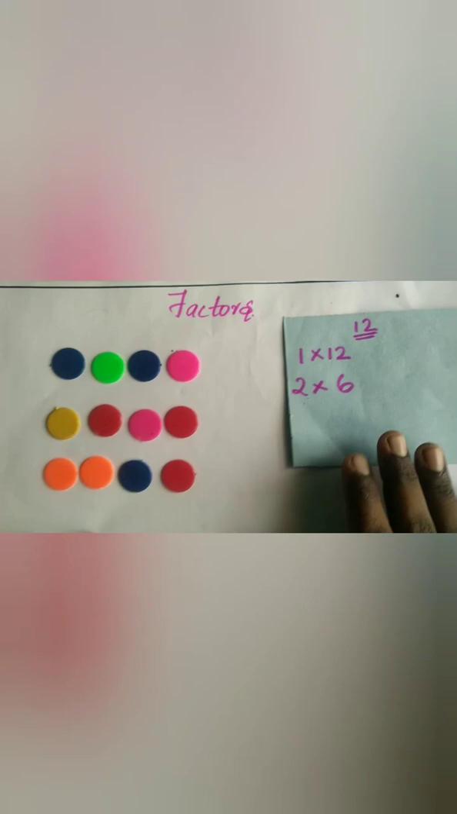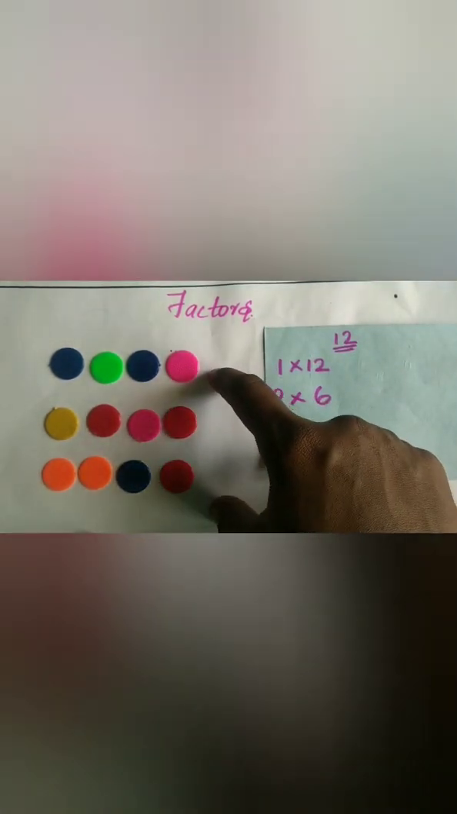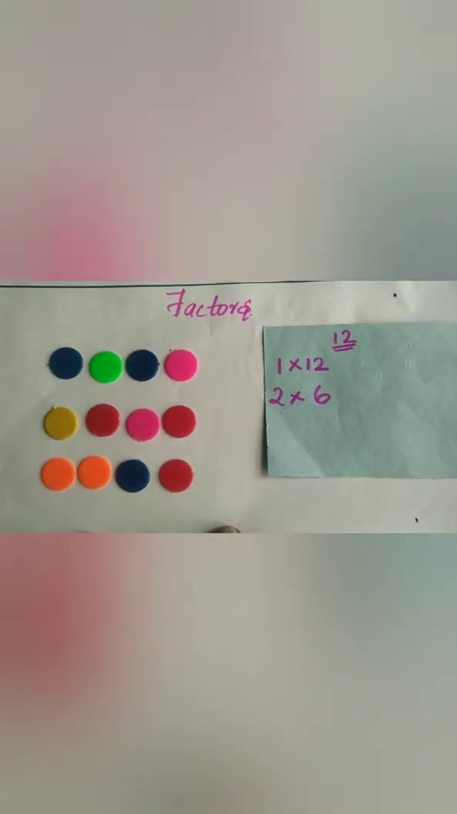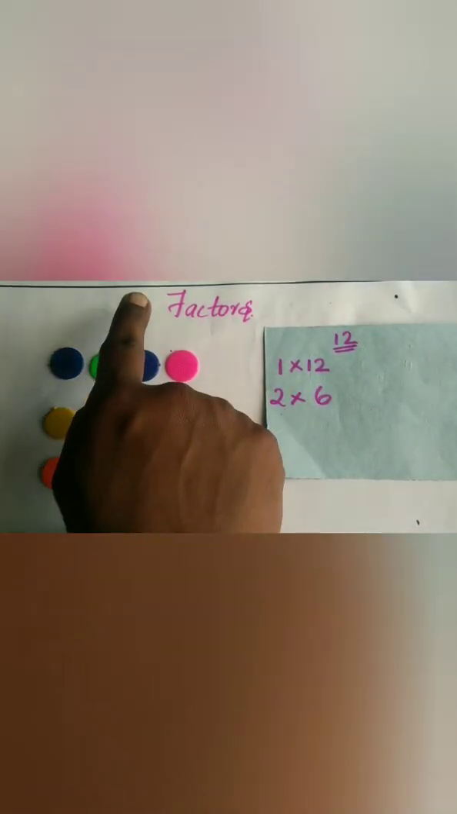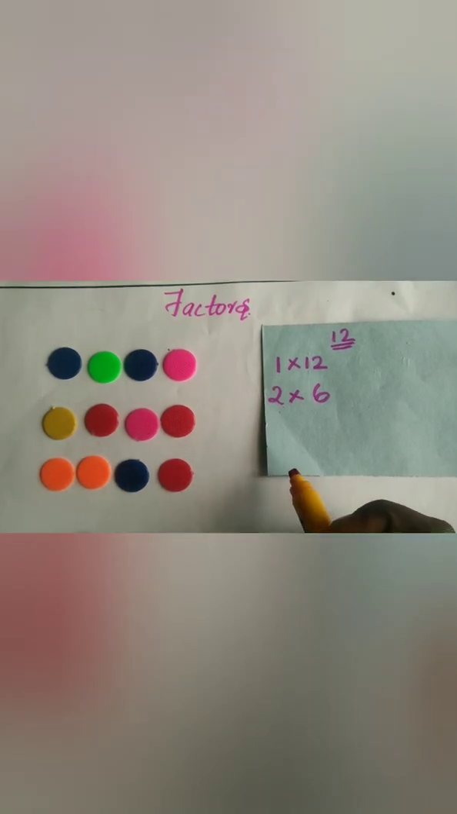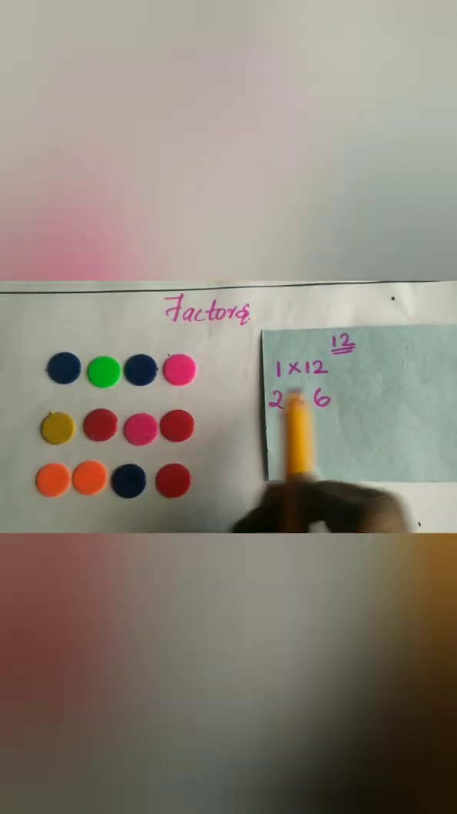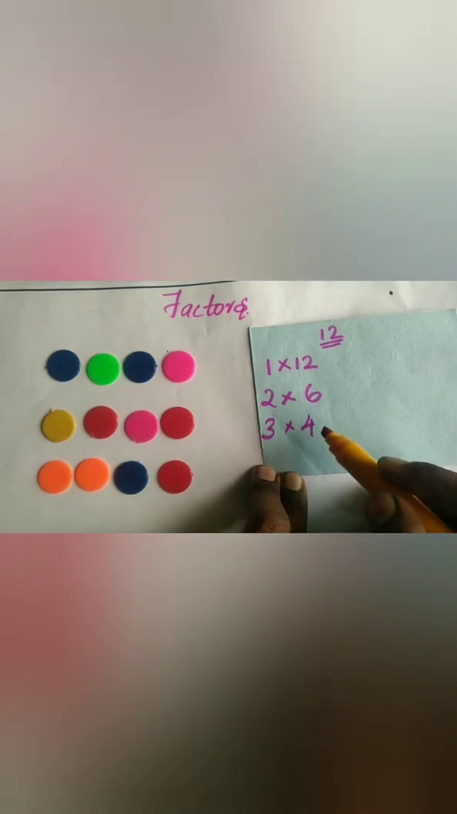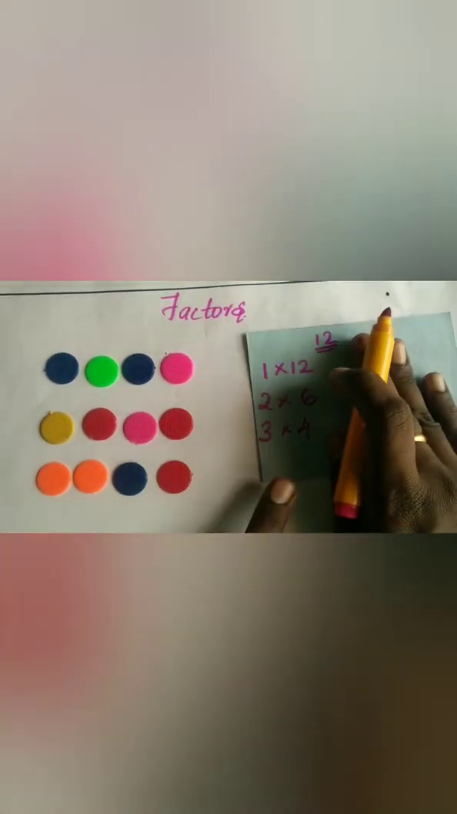Okay guys, listen here. Here I arrange the 12 coins into 3 rows equally. So how many columns are here? 1, 2, 3, 4. So 4 columns. How many rows are here? 1, 2, 3. So 3 rows into 4 columns. This is another factor of 12.